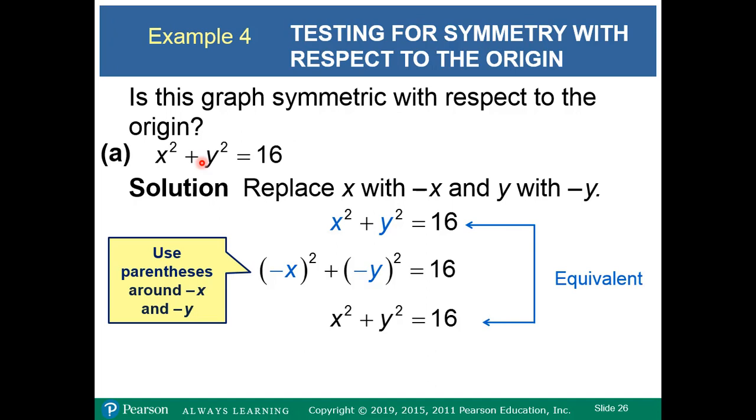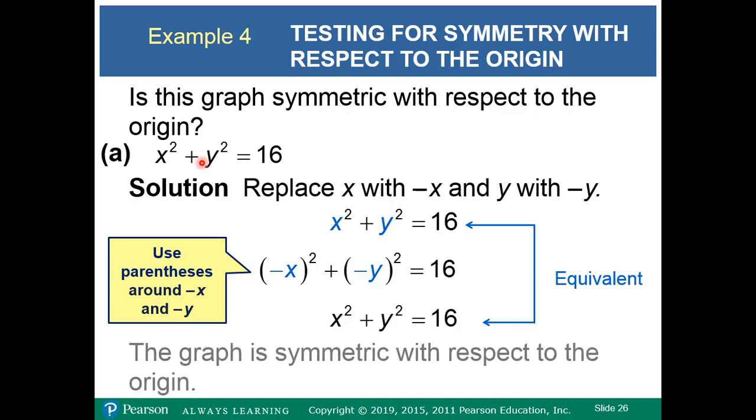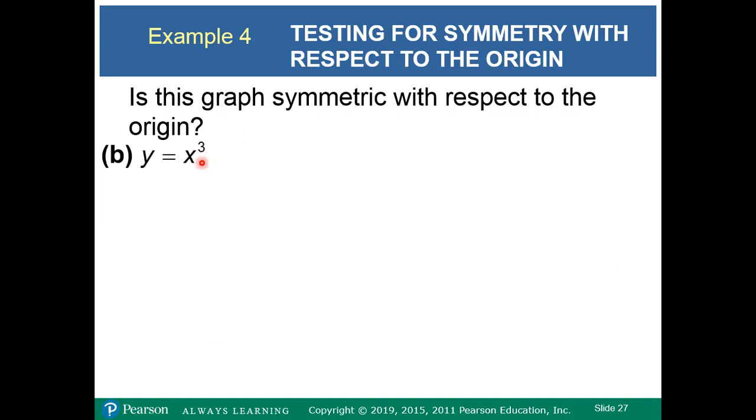And so not only is the circle symmetric with respect to the x and y axes, but now we can say that it's symmetric with respect to the origin. What that means is we can actually rotate the graph 180 degrees and we'll get the exact same graph back. Now what about this one? y equals x cubed. If we replace y with negative y and x with negative x, what are we going to get?